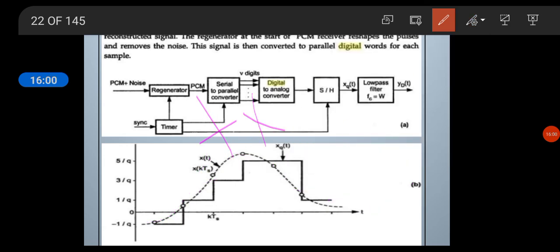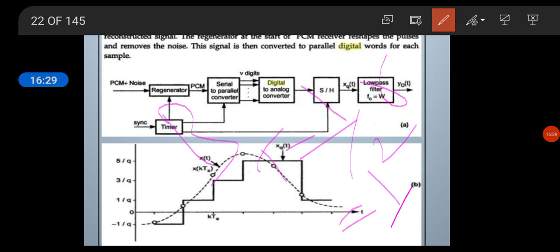In transmission bandwidth, BT is equal to half of the signaling rate. We have calculated R is equal to V into Fs. Here V is the number of bits per sample and Fs is the number of samples per second. Based on that we have calculated BT, which is half of the signaling rate. Half of the signaling rate is V into Fs by 2, or BT is greater than or equal to V omega. This is the articulation of PCM.